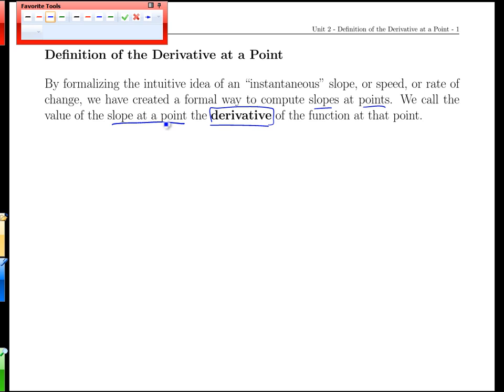And that's actually going to be our definition, or one definition, of the derivative. The slope at a point on a graph, the value of that slope, we're going to call that value the derivative.